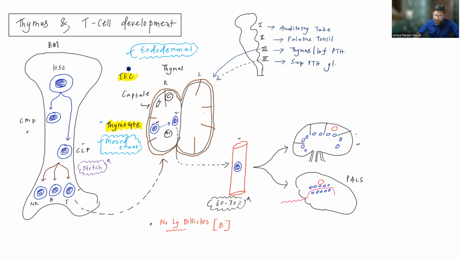Though these are the two predominant types of cells that we're going to find inside the thymus, there are also some other cells which are found lesser in number inside the thymus, but we have to remember those cells also. So what are those cells?